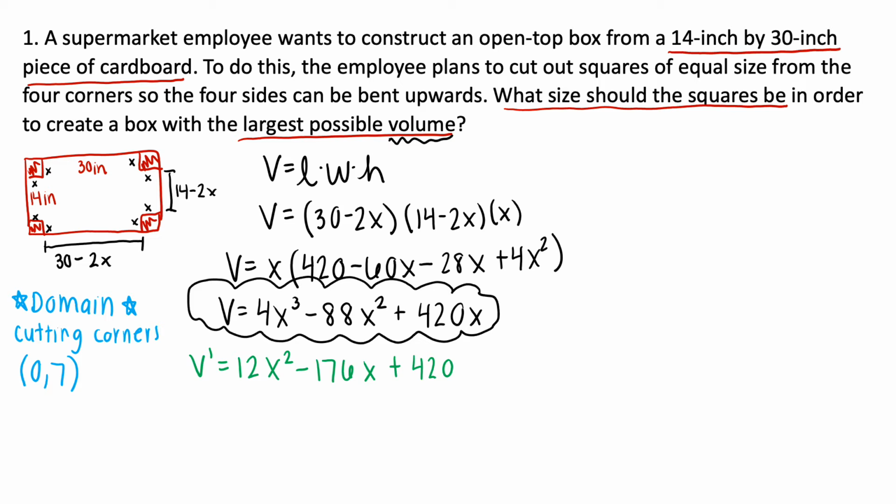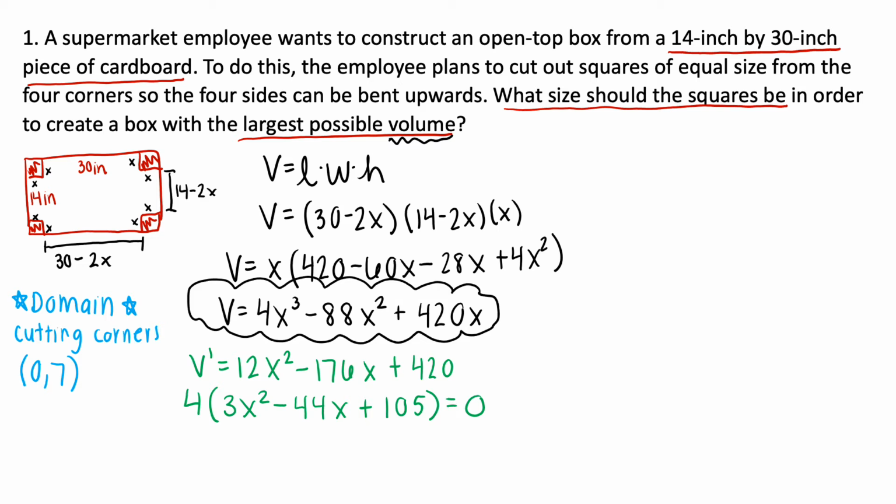I'm going to do an extra step here and actually take out my greatest common factor, which I'm recognizing as 4. So if I pull a 4 out, I'm left with 3x squared minus 44x plus 105, and this is going to be equal to 0. I get to solve this quadratic using really any method that I want. I could try to factor, or I could use the quadratic formula.